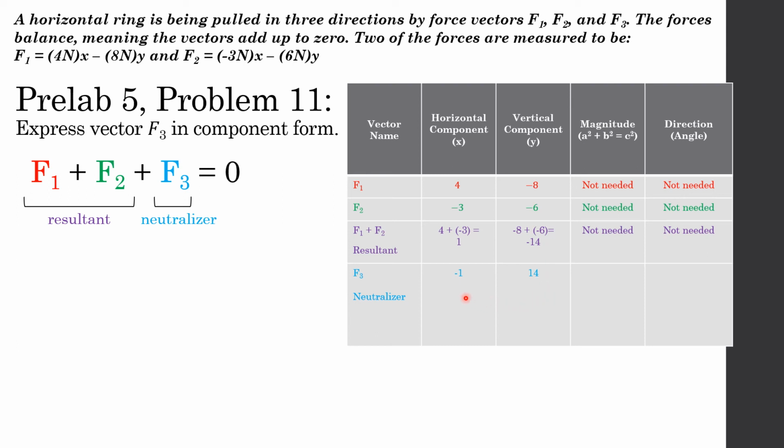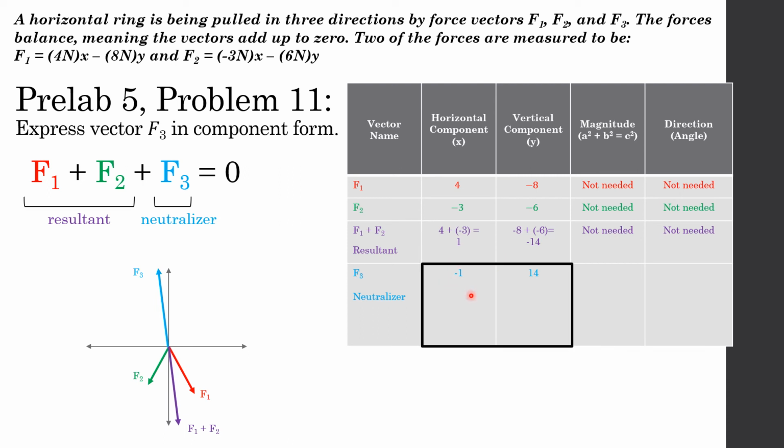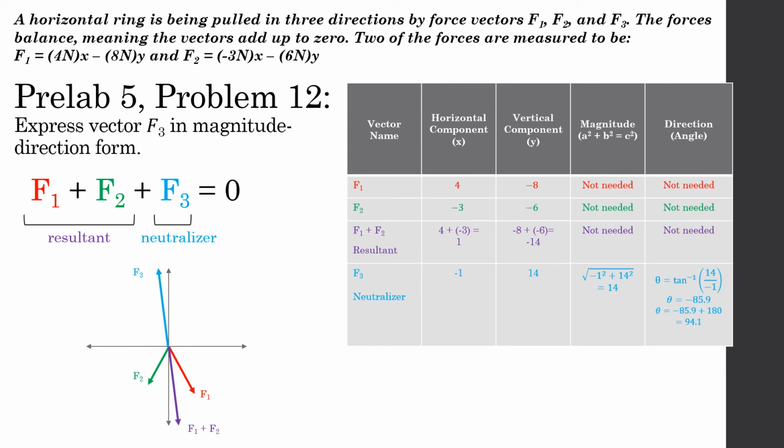So now that I've established what my components are, I can go ahead and draw myself a picture. That way, later on for problem 12, when I'm verifying my direction, I can make sure that I'm in the right quadrant. Okay, but this is pretty much it. I have my components now, and so the answer to number 11, F3, is equal to negative 1 in the x direction and positive 14 in the y direction. All right, we made it.